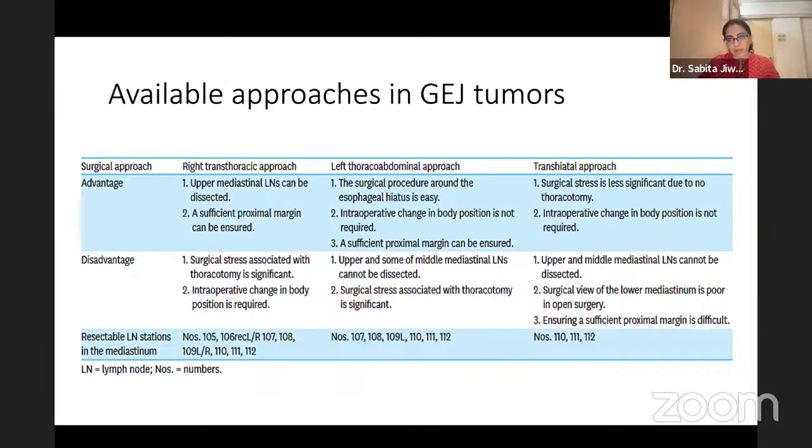Like my other faculty also mentioned, the transhiatal approach usually will not give you a great margin on the esophagus. Also, it will not give you a good lymphadenectomy. You can only do lymphadenectomy in the abdomen, at the most a paracardiac lymphadenectomy around the GE junction. So it should be utilized only in patients who are not fit for surgery, who have other comorbidities, especially pulmonary comorbidities.